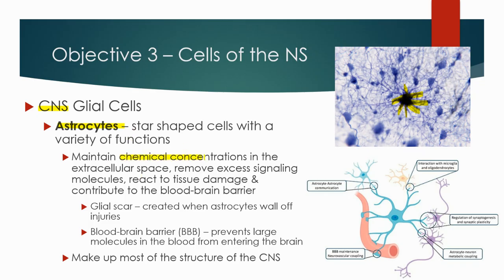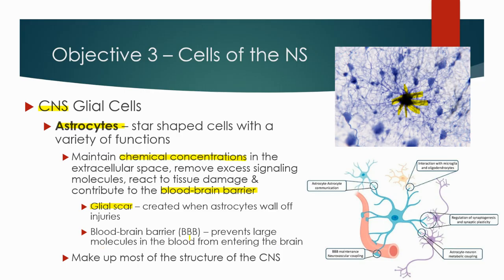They help maintain the chemical concentrations around the neurons. They can help remove excess signaling molecules. They can help react to tissue damage. So if you do have damage in your nervous system, they can wall off injuries and create these little scars. And they also are responsible for the blood-brain barrier.